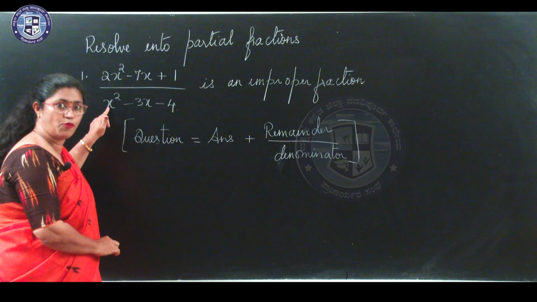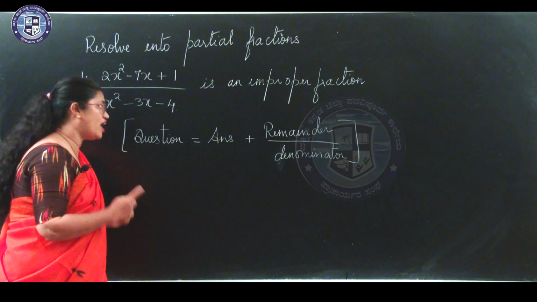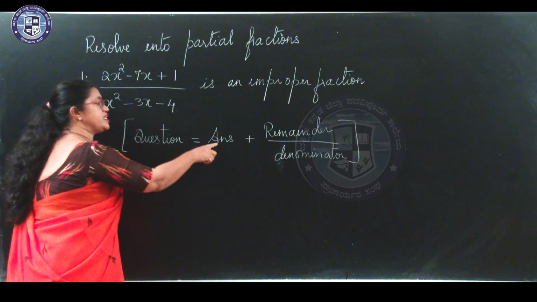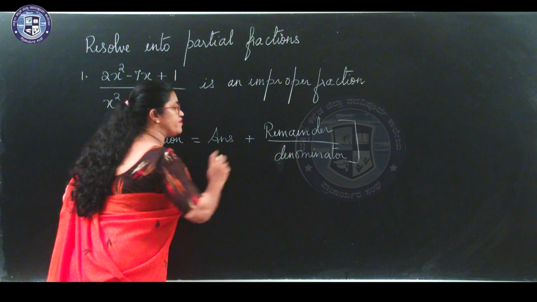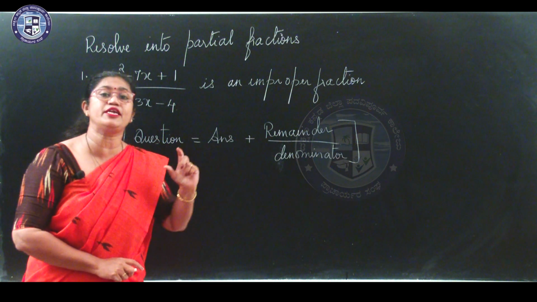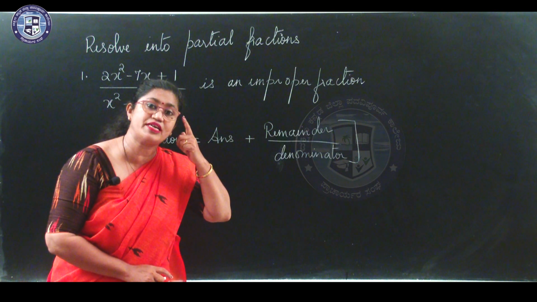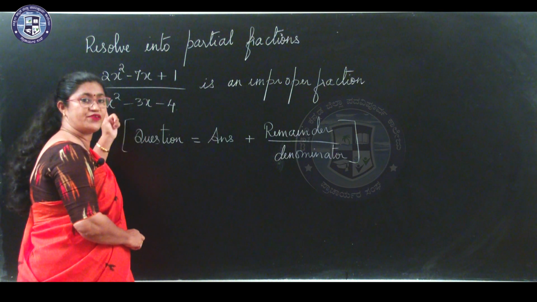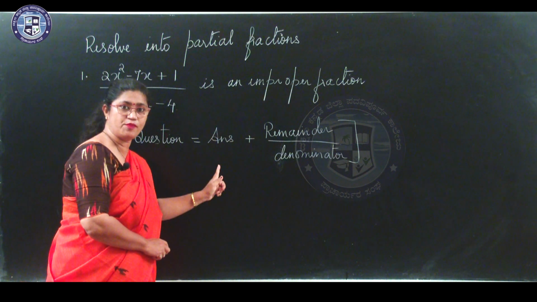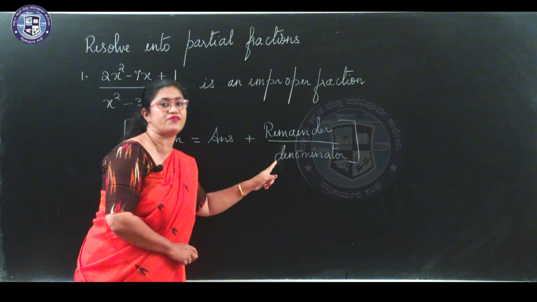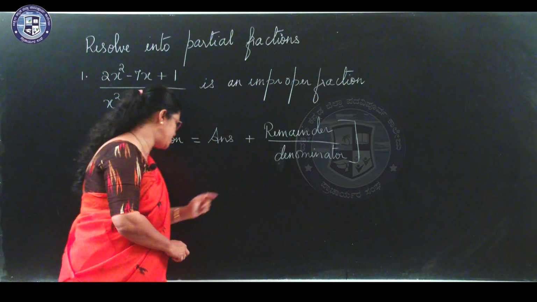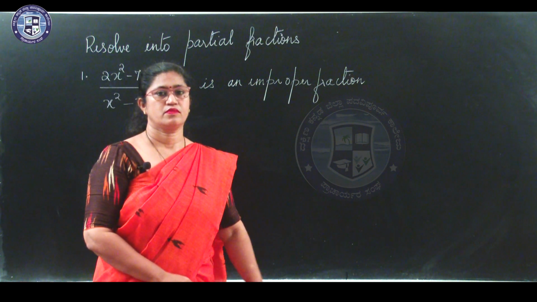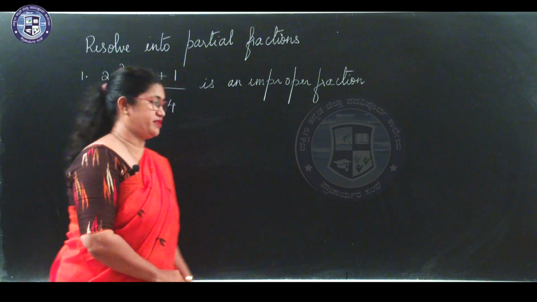When I get an improper fraction, I will divide it, and after division this question is equal to the answer that I get plus remainder divided by denominator. So I am reducing it to this format. Think of it like this in your mind. But what is the rule? It says any improper fraction can be written as a polynomial plus a proper fraction. So this method of division is what we are going to learn now. So let us do the long division method.